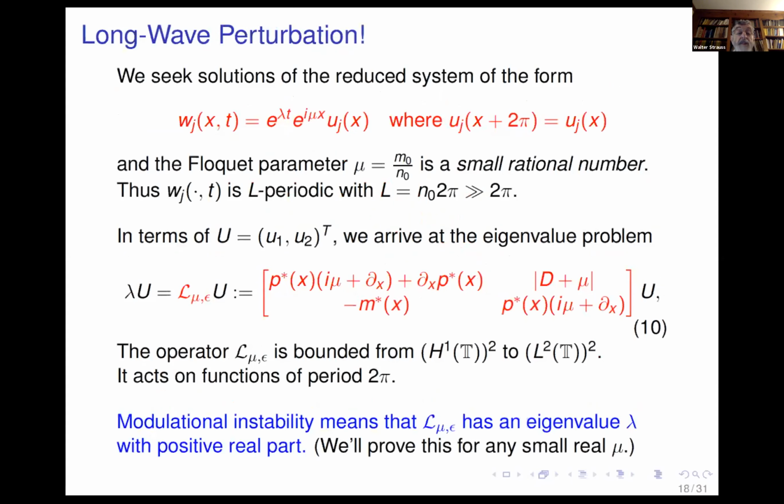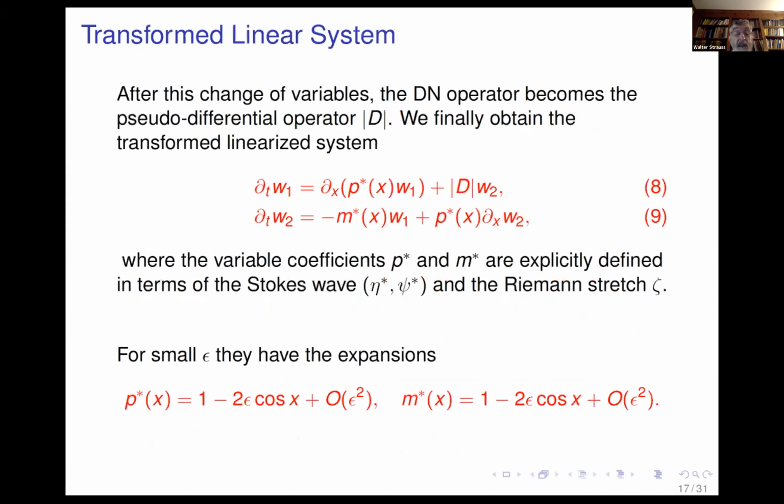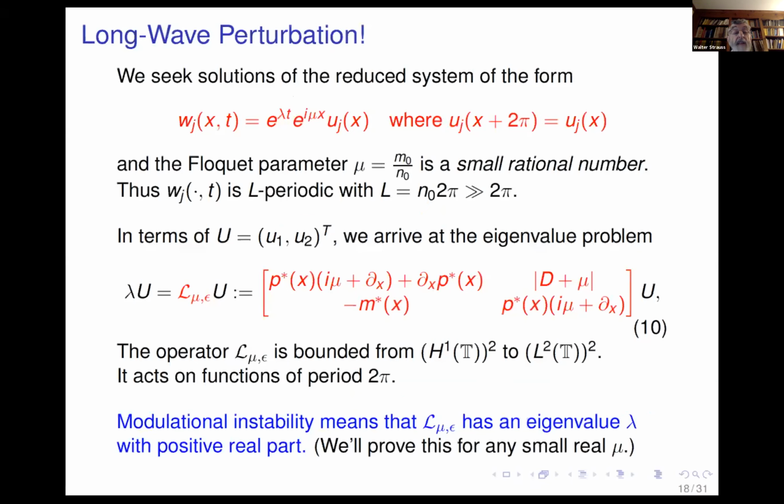So here we look for instabilities. We do two things at the top of the page. We have mu, a small parameter, which changes the period. There are two components in the system, W1, W2, and we're changing the W1, W2 into U1, U2. The U's have period 2 pi. E to the I mu x, U of x, has a different period, a period capital L.